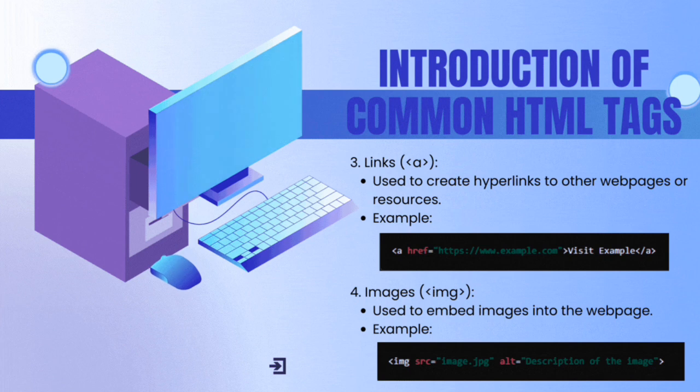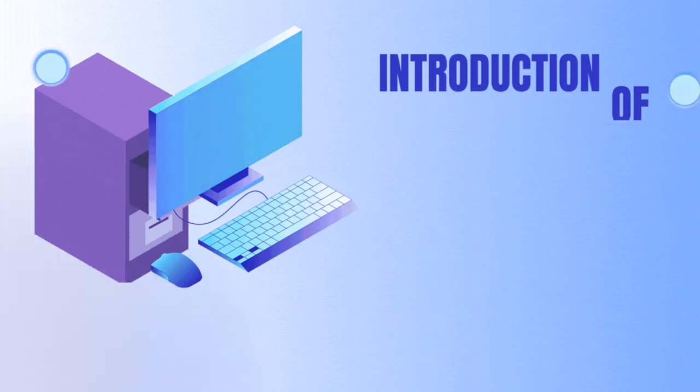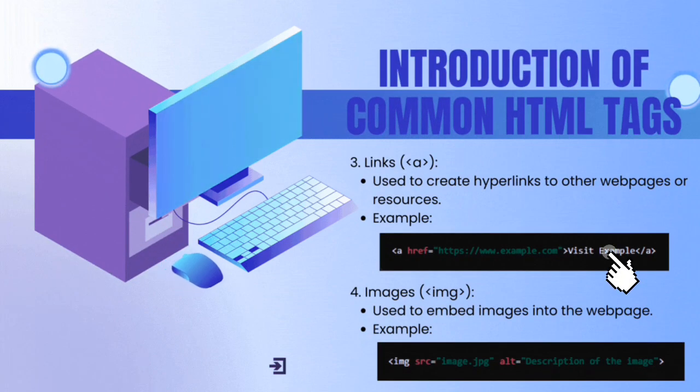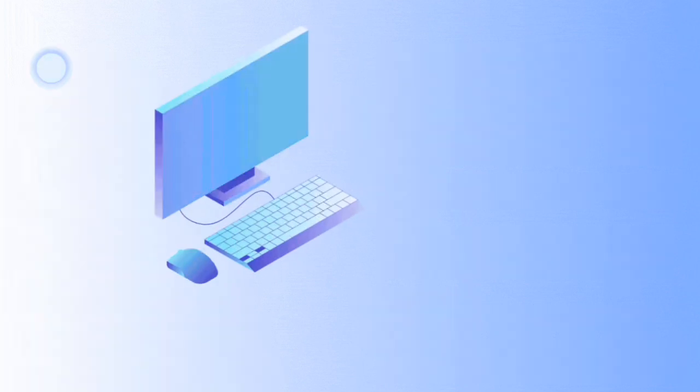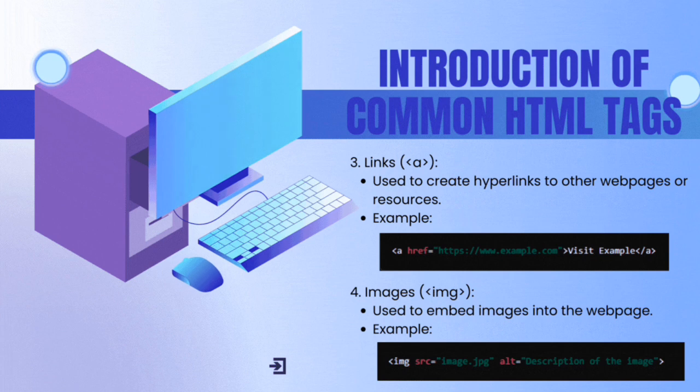Then the third one is the link tag. This tag is used to create hyperlinks to other web pages. We use the a tag for this. In the example, you can see. Then the last one is the image tag. This tag is used to embed images into web pages. Here is the example. In that you can see that.